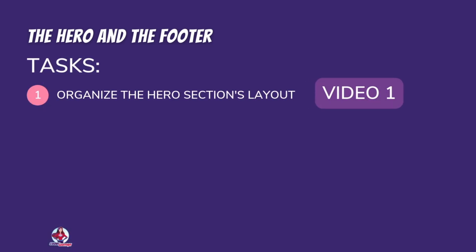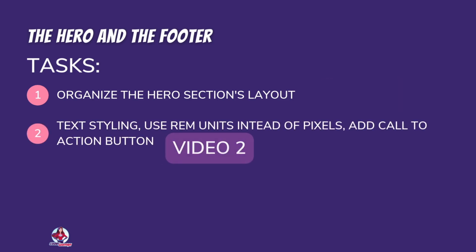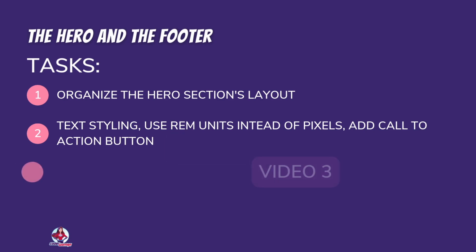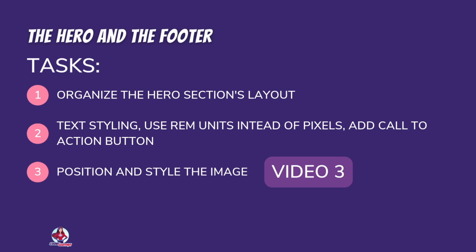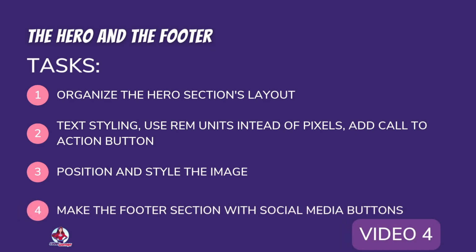Now let's get back to our tasks. First, we will start with the hero section's layout. We'll organize it with the content on the left and an image on the right. Then, we'll learn about how to style the text, which is more than just changing the font size. We will use rem units instead of pixels in the whole project now. We will also add our beautiful call to action button, just like the one in the header. Next, we'll work on the image. We will position and style it together. Finally, we'll move on to the footer section. We have so much work today, so let's go.